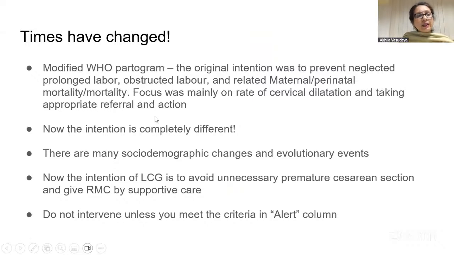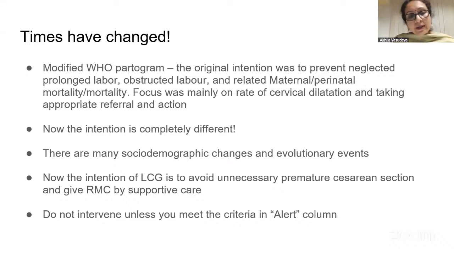But now the intention of labor care guide is completely different. See, there are many social demographic changes and evolutionary events which have taken place. For example, women are older, women are heavier, and the babies are also bigger, the head size is bigger, so the labor is taking much more time. The normal labor is taking much more time, even among those who are delivering vaginally.